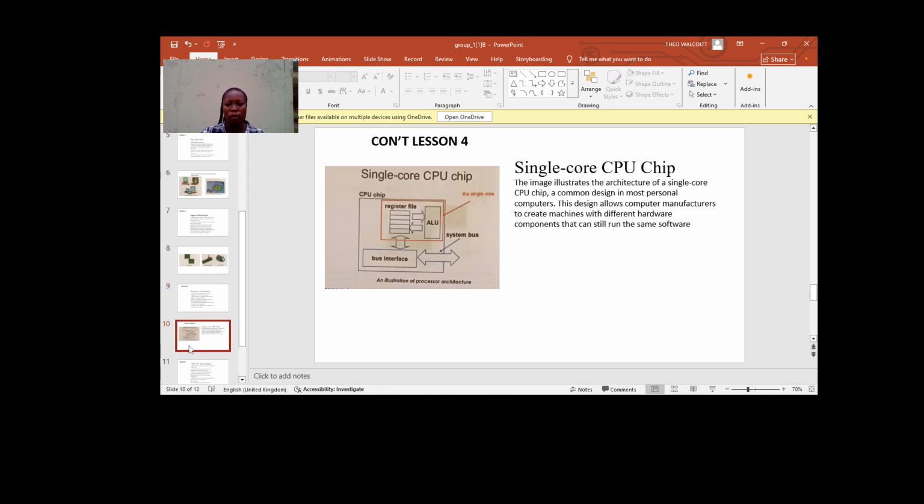Okay, I'm continuing with lesson 4, a single core CPU chip. The image illustrates the architecture of a single core CPU chip. A common design in most personal computers. This design allows computer manufacturers to create machines with different hardware components that can still run the same software. Okay, my fellow colleague will continue.